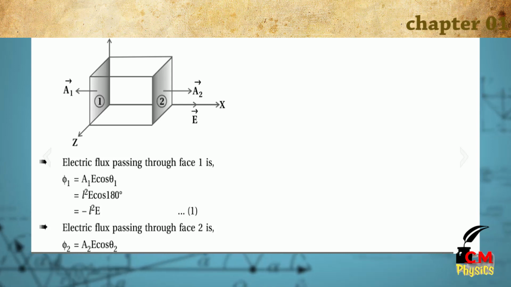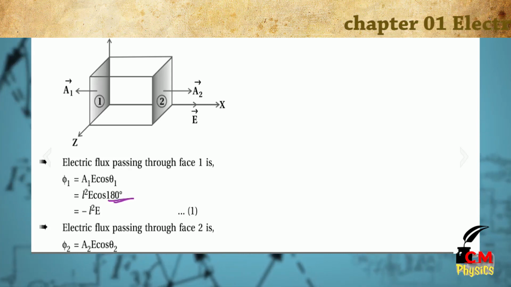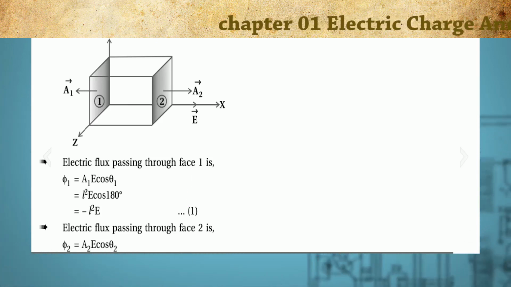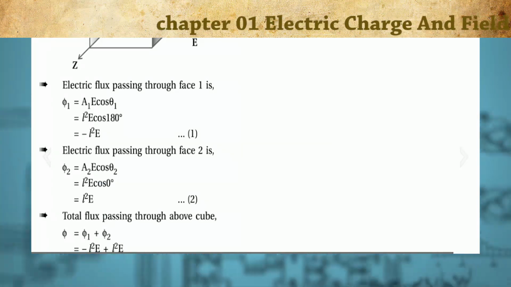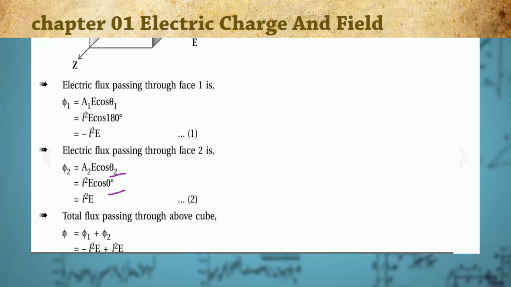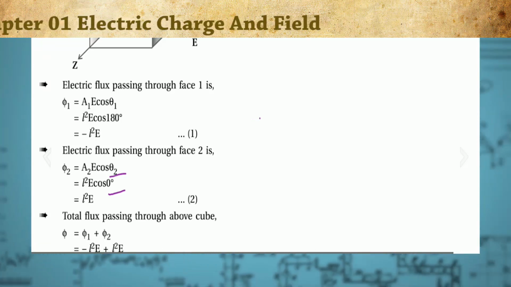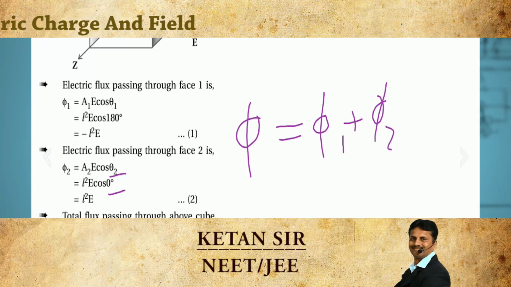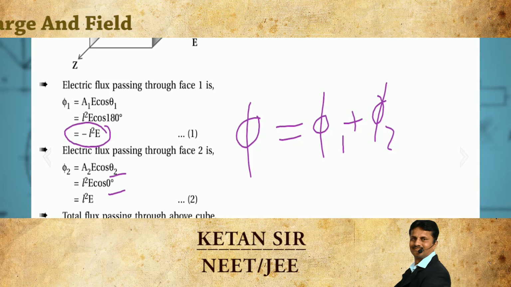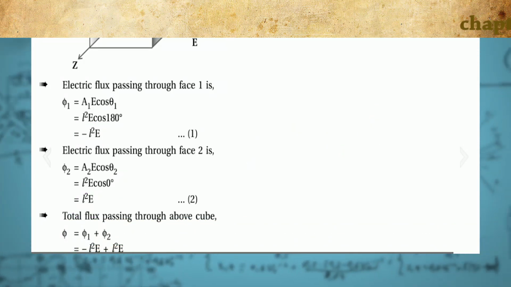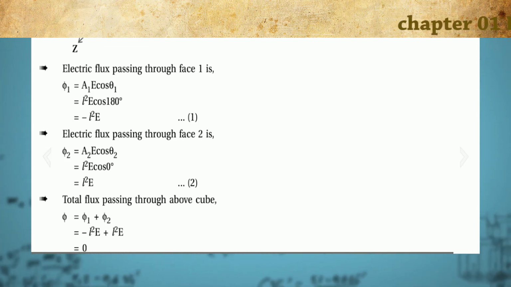Face 1 has an angle of 180 and face 2 has an angle of 0. Rest of the things are the same. Then total flux phi is equal to phi 1 plus phi 2. Phi 1 is minus E L square, and phi 2 is E L square. When you total that, the answer is 0.